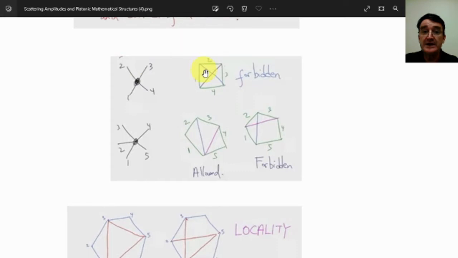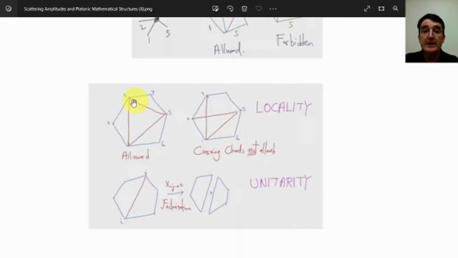reflected in a shape. The scattering of 5 points can be reflected in this shape with this triangulation, but a triangulation where you have crossing chords, that's not allowed, and this triangulation would not be allowed. So in a triangulation, the chords give locality when you go to the boundary, and unitarity is when you factorize on a pole into two lower point amplitudes.